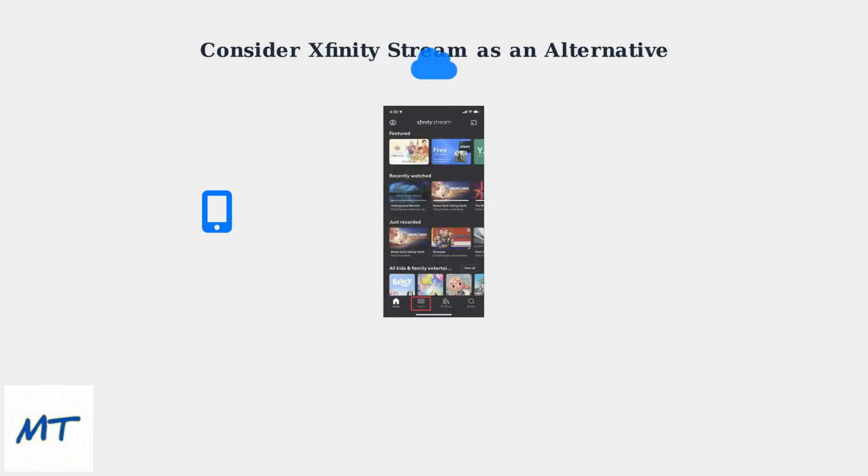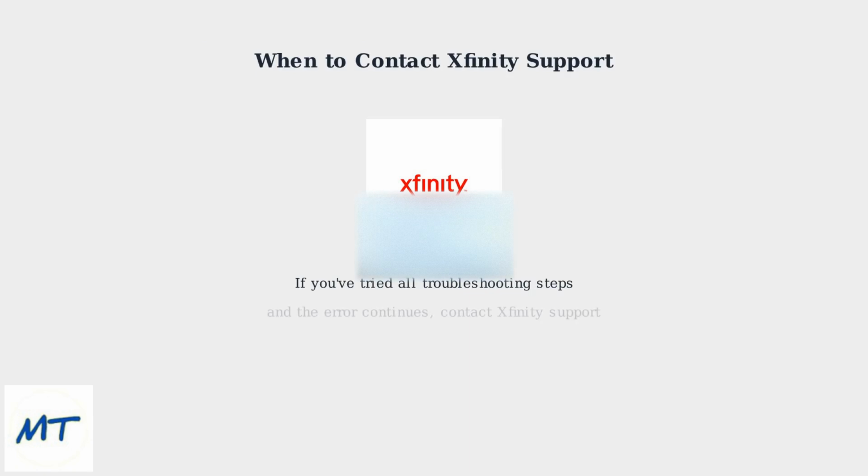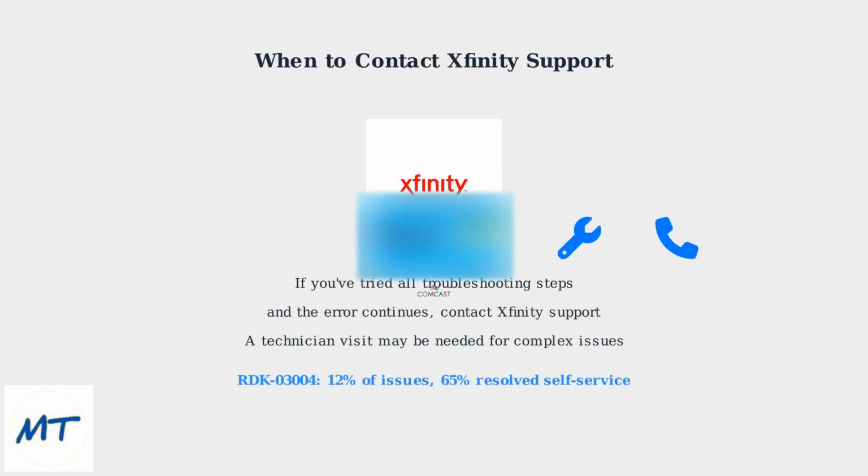Xfinity is integrating more cloud-based services. The Xfinity Stream app allows viewing on devices without a set-top box, bypassing physical connection issues. Consider this as a short-term alternative or long-term solution if you can view all of your wanted content on it. By 2026, reports from industry analysts show a 25% drop in standalone cable box usage as subscribers opt for Xfinity Stream app-based viewing.